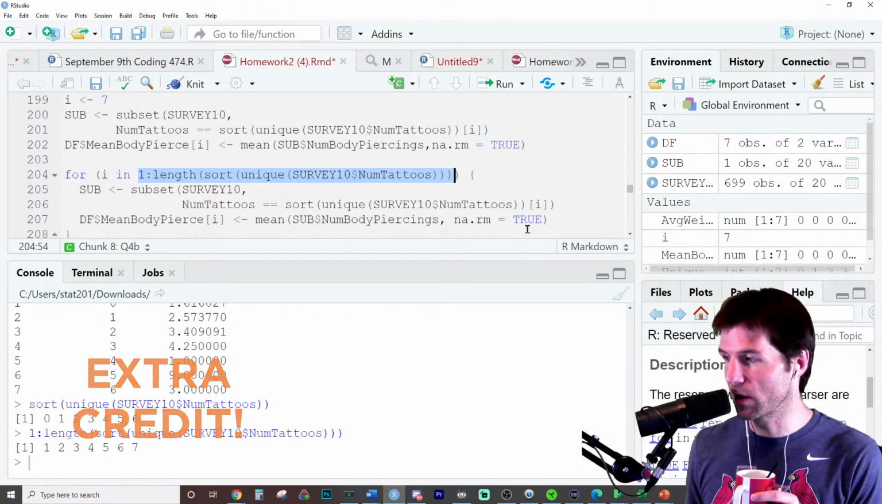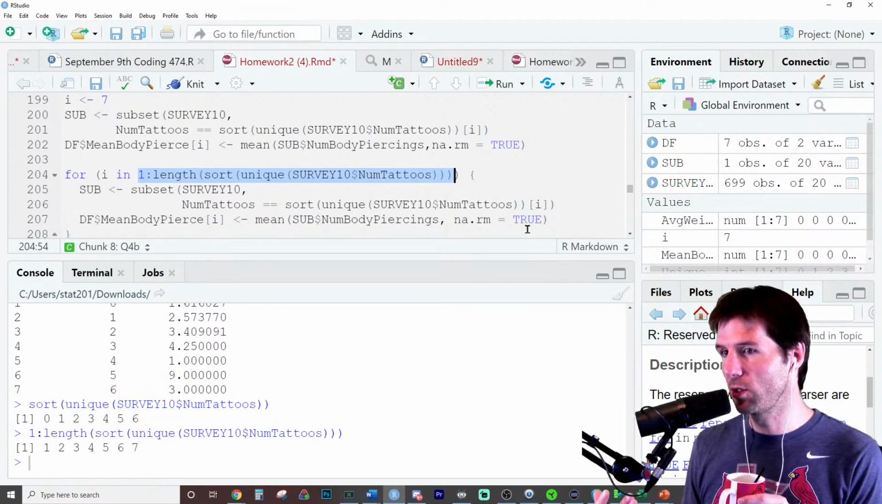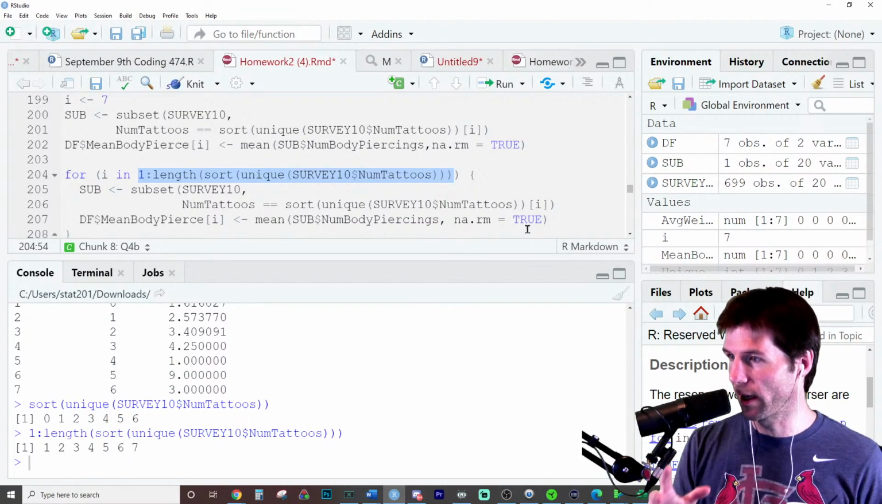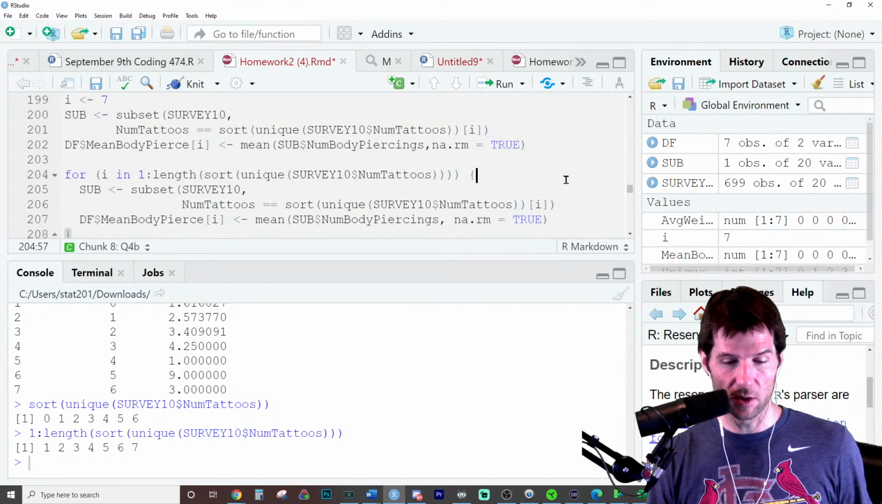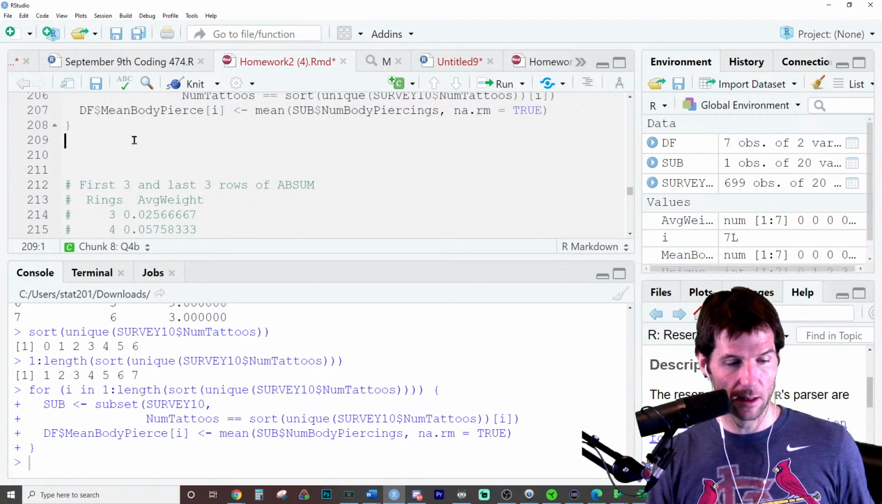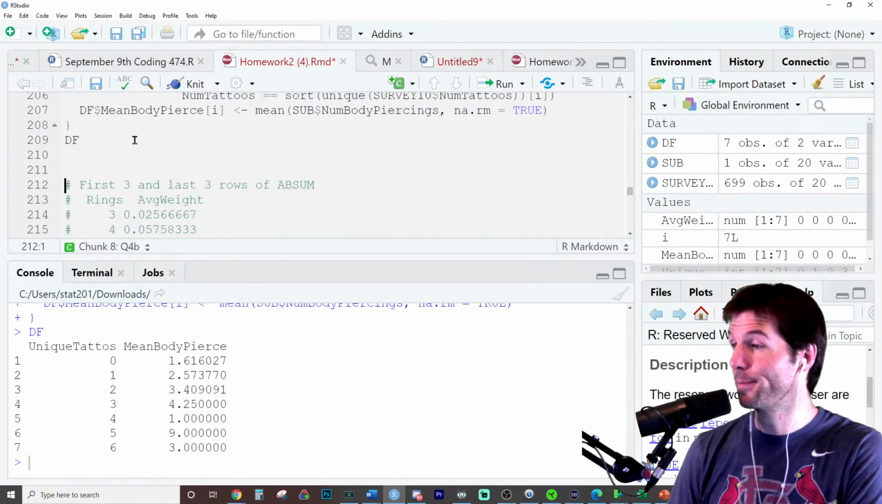Don't worry. This is just like checking me, like, can I read this? It's going to do it for the length. It's 0 through 6, which is the length of 7. So it's going to go 1 through the length. It's going to do it for every element. So right here, we're going to run our code. We can see the answer we have. Let's run it. And then let's look at the data frame, and we've done it.